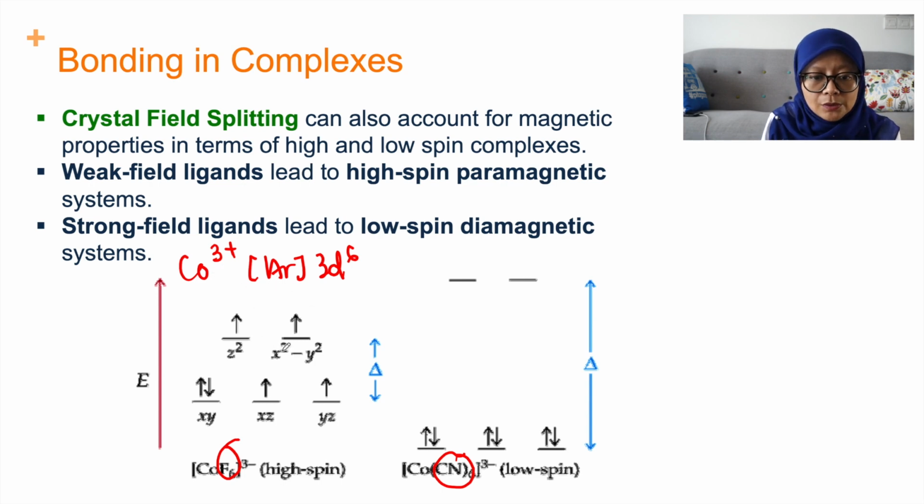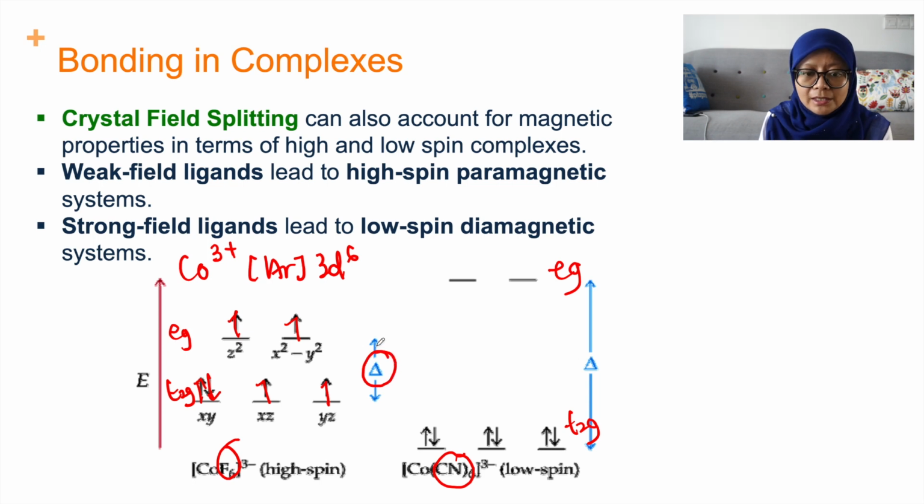So what happened here, this is how to draw the diagram. You need to have the energy axis. This is the Eg, this is the T2g. So you can fill up these 6 electrons, 1, 2, 3, 4, 5, and also 6, because we have a small gap or small value of splitting energy here.